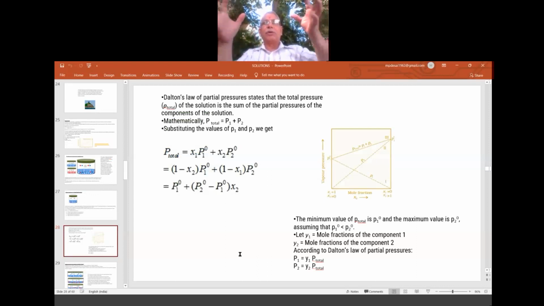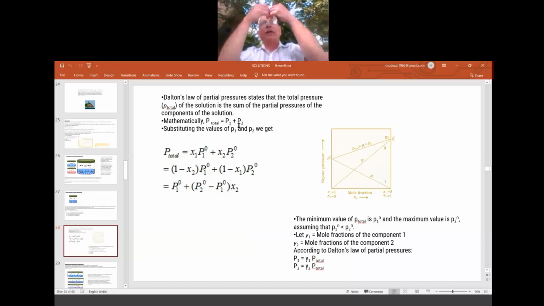Now you have taken two liquids. Both will have vapor pressure. What is the total vapor pressure there? P total is the pressure of P1 and the pressure of P2. Dalton's law of partial pressure says that the total pressure of the solution is the sum of the partial pressures of the components of the solution. So above the liquid surface, two vapors are there.